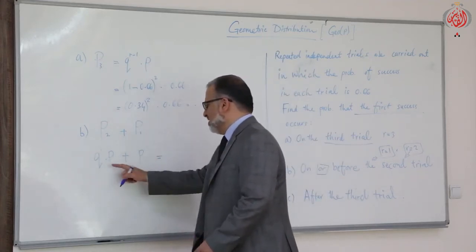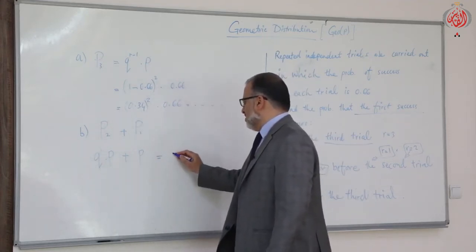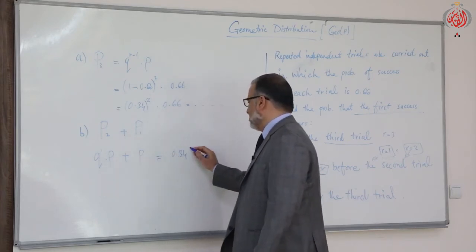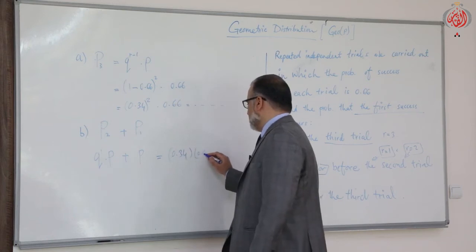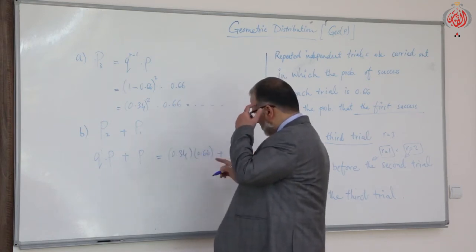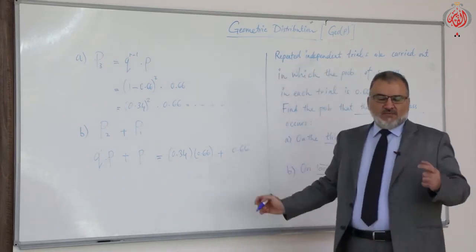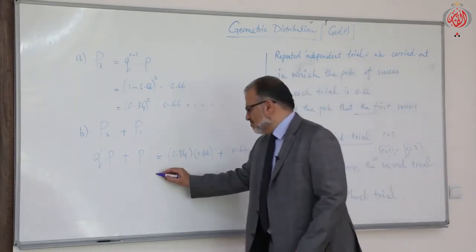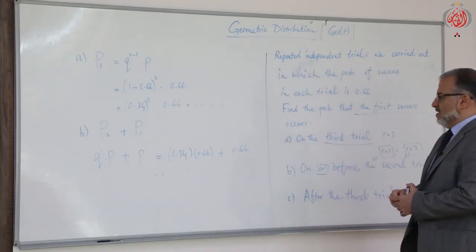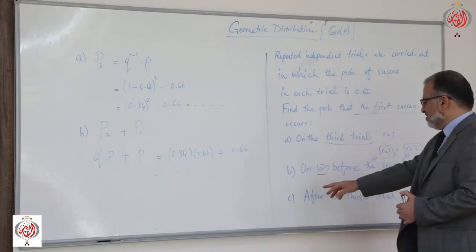What will be the answer here? Q is 0.34. This is Q times P, 0.34 times 0.66, plus 0.66. You will find the answer here. Is it clear so far? Let's see now C.